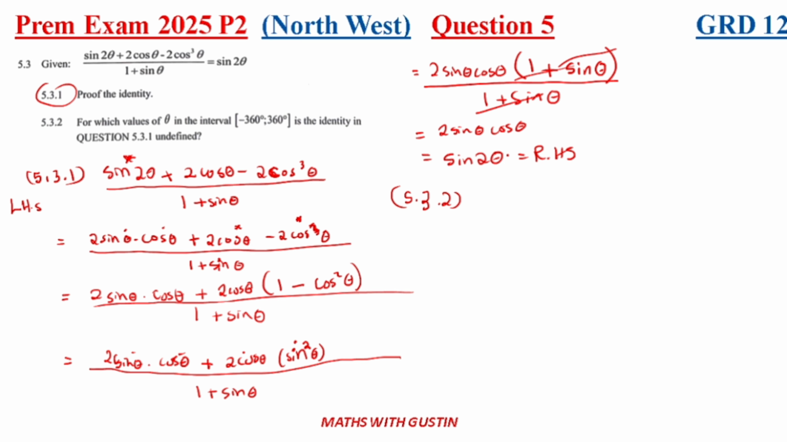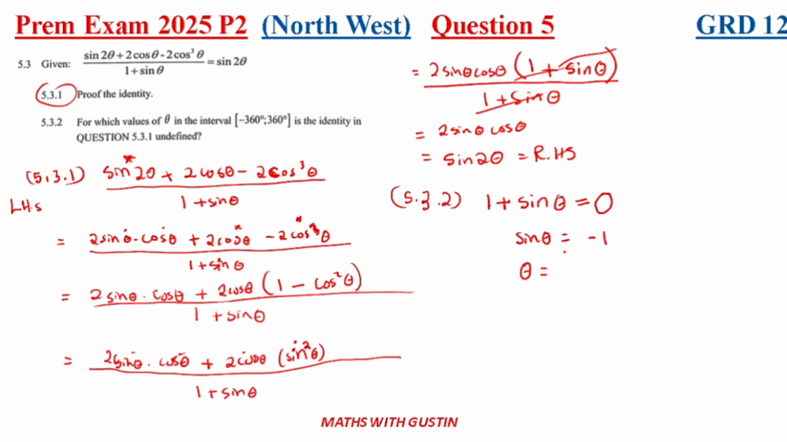All right, 5.3.2, it says that for which values of theta in the interval negative 360, 360 is the identity undefined. So now you just have to say, okay, it will be undefined if you are dividing by 0. So the only way to do this is that the denominator must be equal to 0. That's how you would deal with this one. So therefore, you're going to come here and then solve for this 0. Okay, so sine theta is -1.